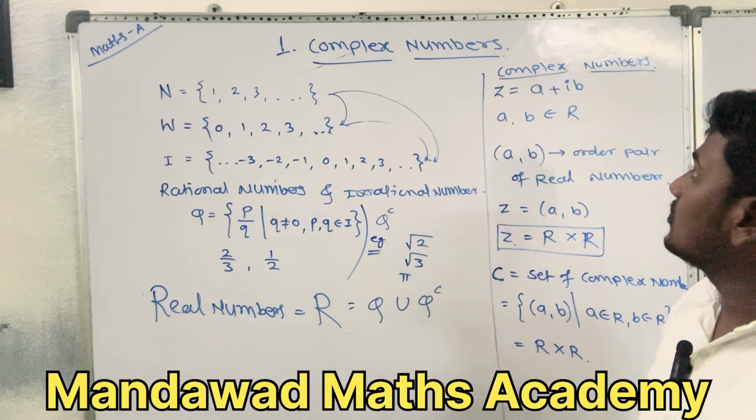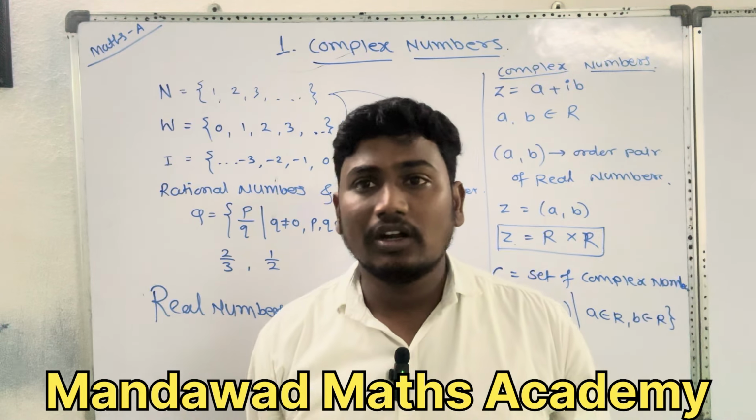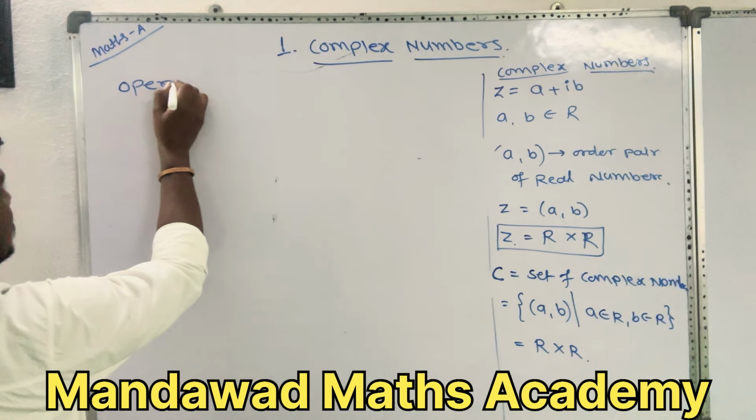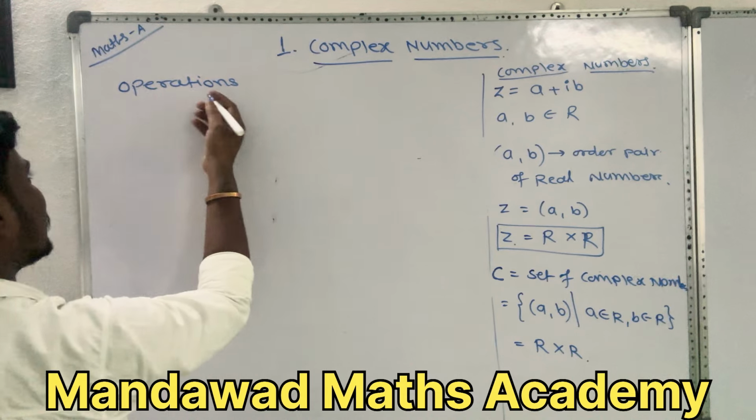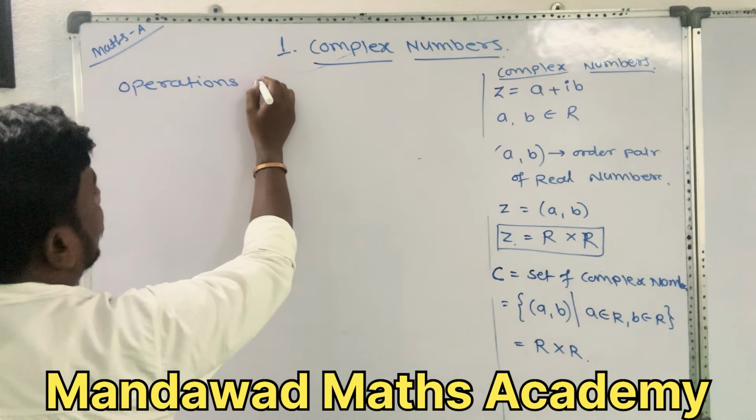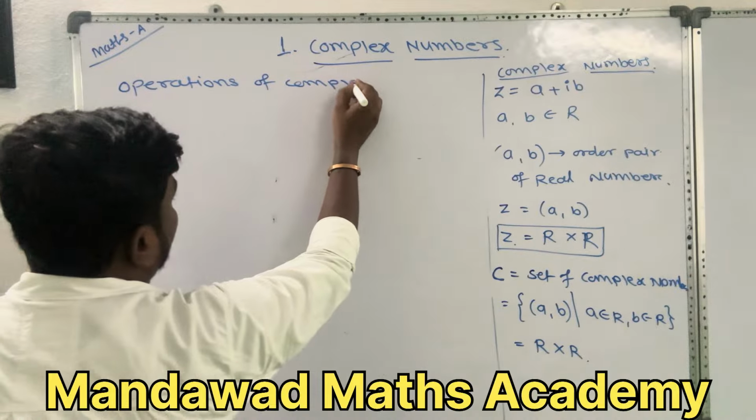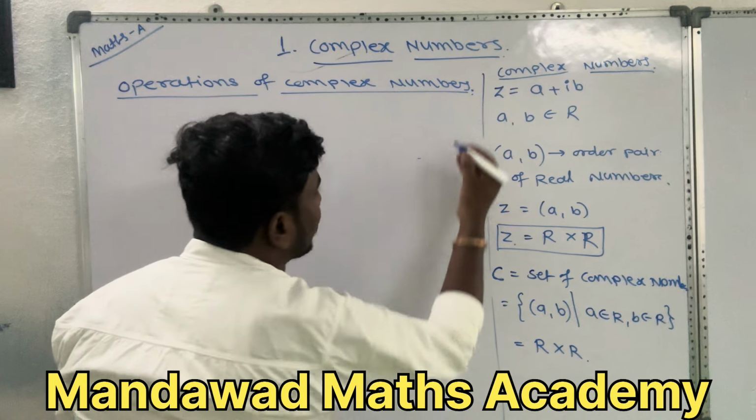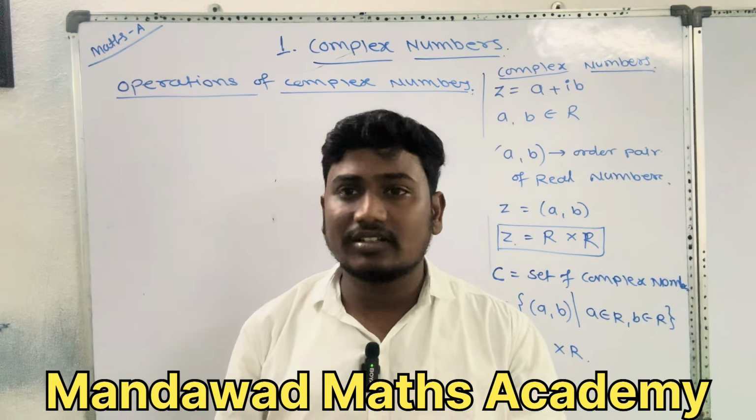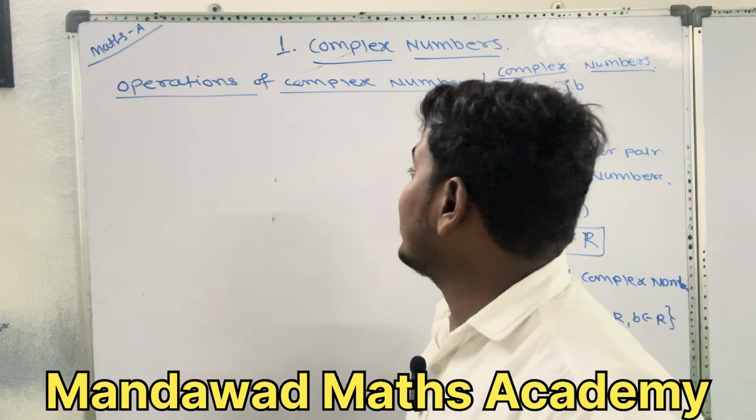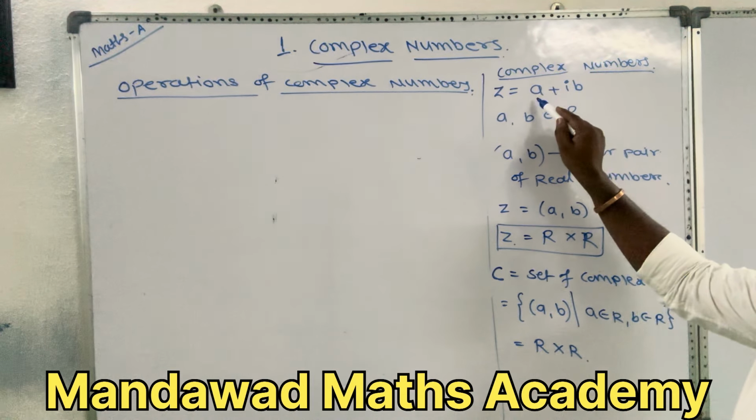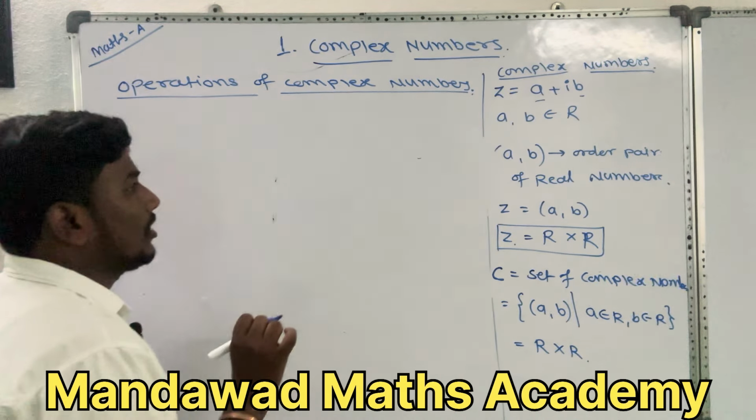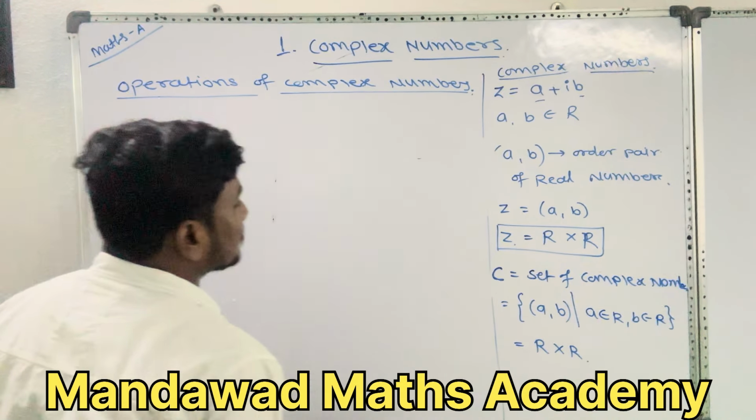Okay, so we start the operations on complex numbers, the fundamental operations of complex numbers. Let Z1 and Z2 denote two complex numbers. One is Z1, another is Z2. They can be written in the form a plus ib, where a and b are real numbers, or you can write Z equals a plus ib in terms of an ordered pair.